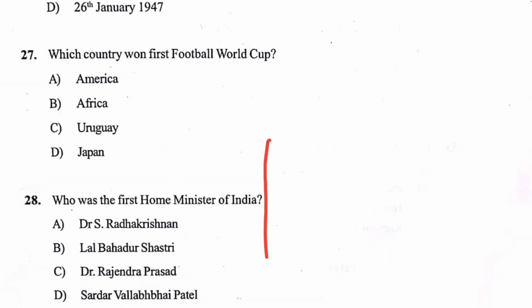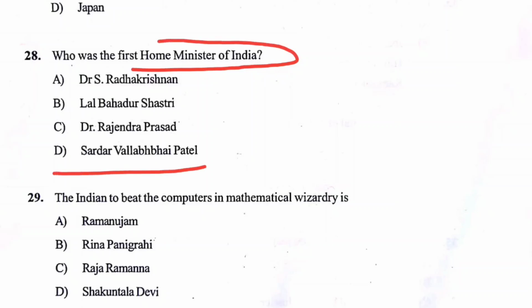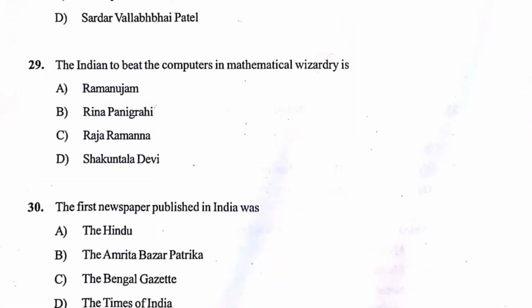Next question is, who was the first Home Minister of India? So it is D option, that is Sardar Vallabhbhai Patel. Next question is, I don't know the answer of this. The Indian to beat computers in mathematical wizardry. I guess I don't know the correct option, so let me skip it.